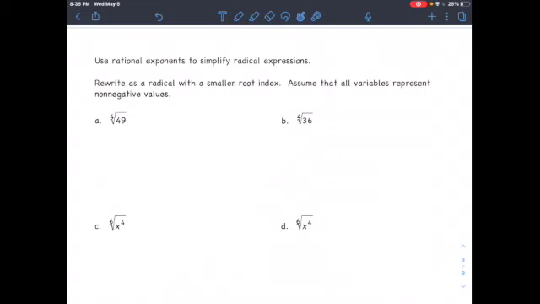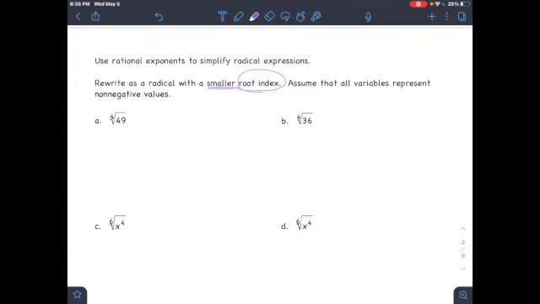Going on to the second idea. The second idea tells you to use rational exponents to simplify radical expressions. The way to do that is to rewrite as a radical with a smaller root index. Remember that little index number? You're going to get smaller. Assume that all variables represent non-negative values.